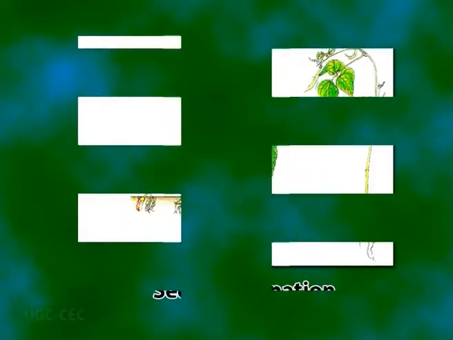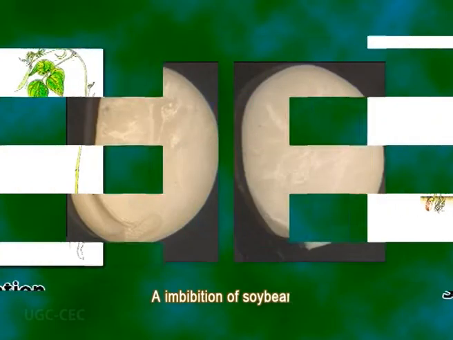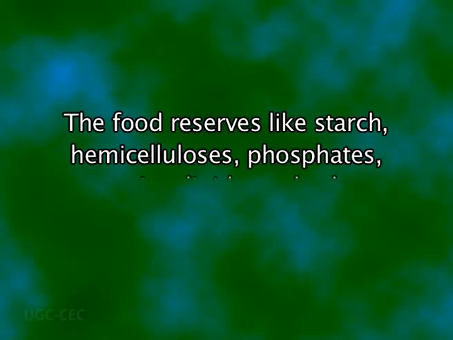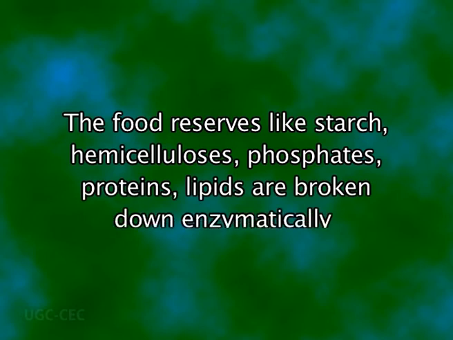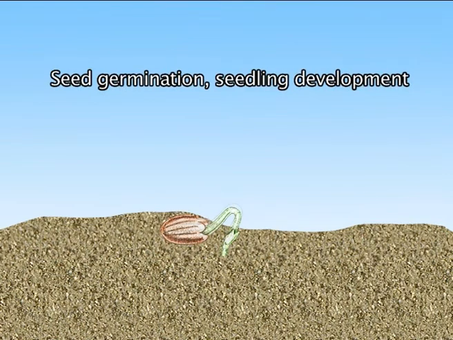Resumption of active growth in the dormant embryo and development of young seedling are dependent upon the stored food reserves in the seed. The quiescent dry seed rapidly resumes metabolic activity upon imbibition. The structures and enzymes necessary for this initial resumption of metabolic activity are generally assumed to be present within the dry seed. The food reserves like starch, hemicellulose, phosphates, proteins, lipids are broken down enzymatically and mobilized towards the developing seedling.